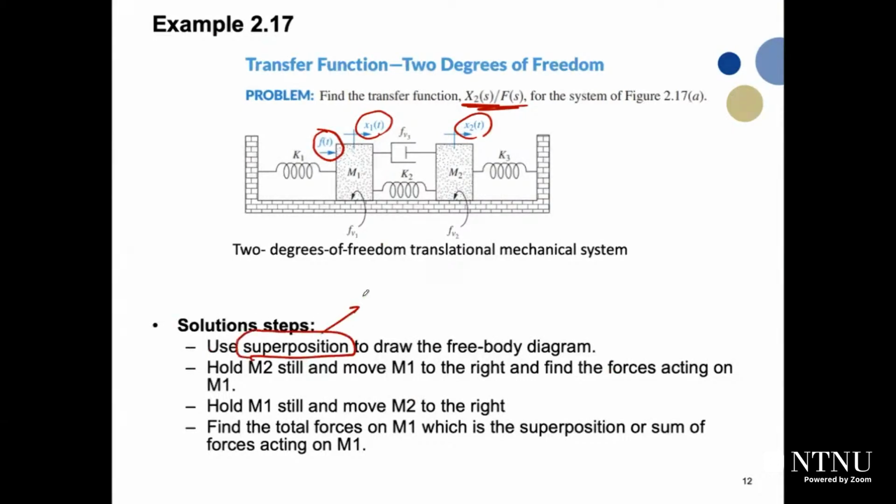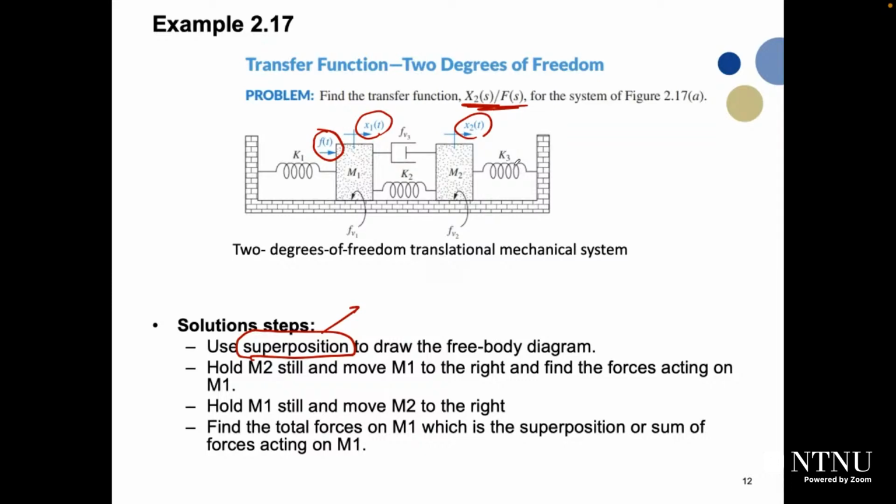And it's something where we try to divide the problem and simplify the problem, and after that combine the equations of motions. We use the superposition to do the free body diagram. First, we need to hold M2 stand still. We need to keep M2 stable, and we will move M1 to the right, and we will find the forces which are acting on M1.